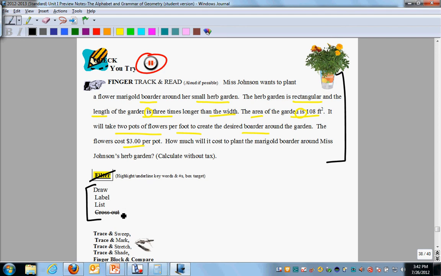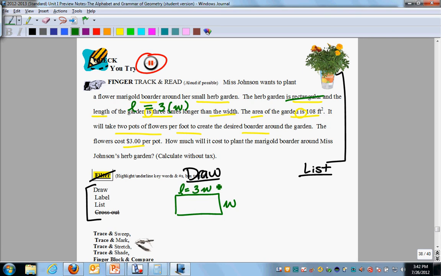We draw, label, list, cross out, all in one swoop here. So we are either going to put a drawing on the left. If it doesn't go on the drawing, we put it in the list. Ready? We have a rectangular garden again. So it's a rectangular garden, it's an herb garden. Cross out the word rectangular. The length of the garden is 3 times longer than the width. So is an equal sign. Length is an L. 3 times longer than the width. So whatever our width is, our length is 3 times longer than the width.